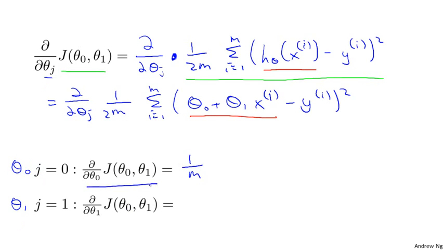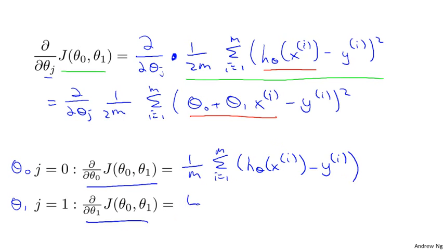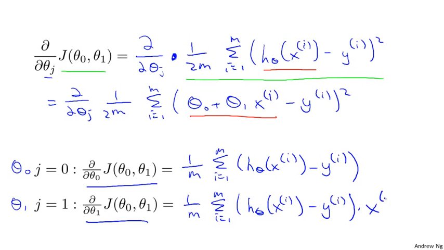It turns out this first term simplifies to 1 over m, sum over my training set of just that, h(x^(i)) minus y^(i). And for this term, the partial derivative with respect to theta 1, it turns out I get this term, h(x^(i)) minus y^(i) times x^(i). Okay?